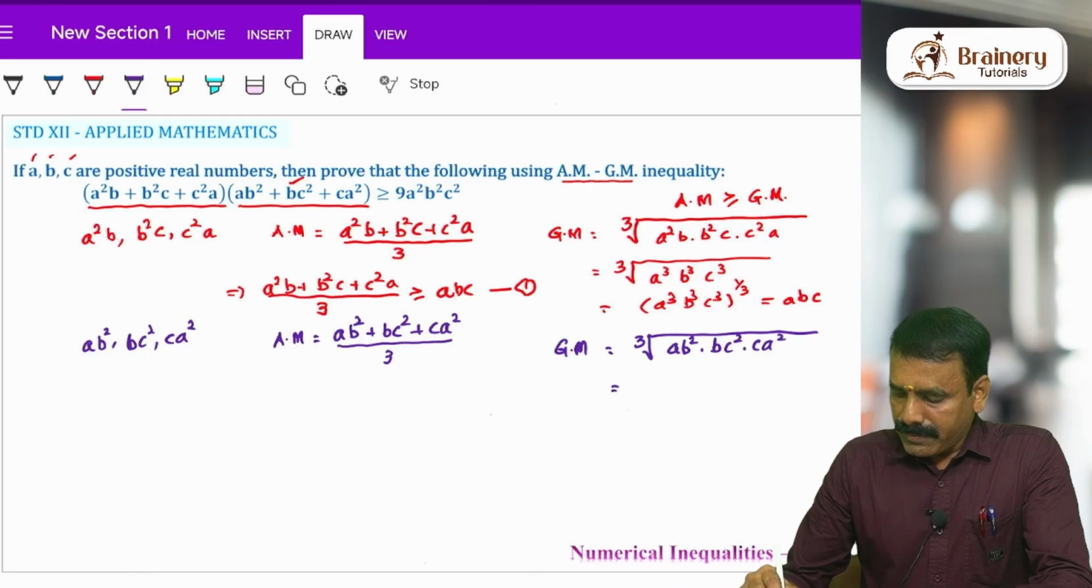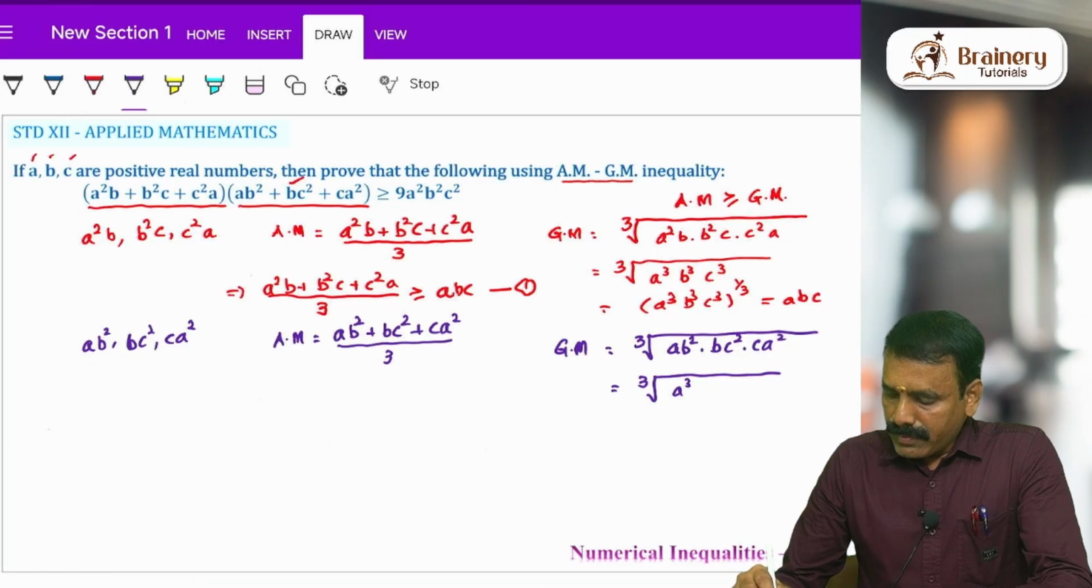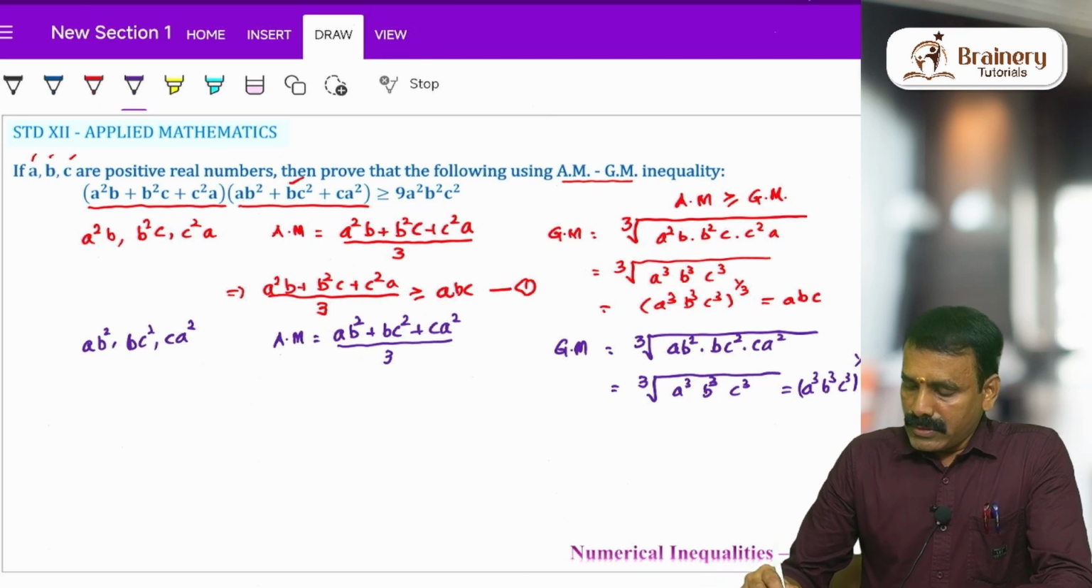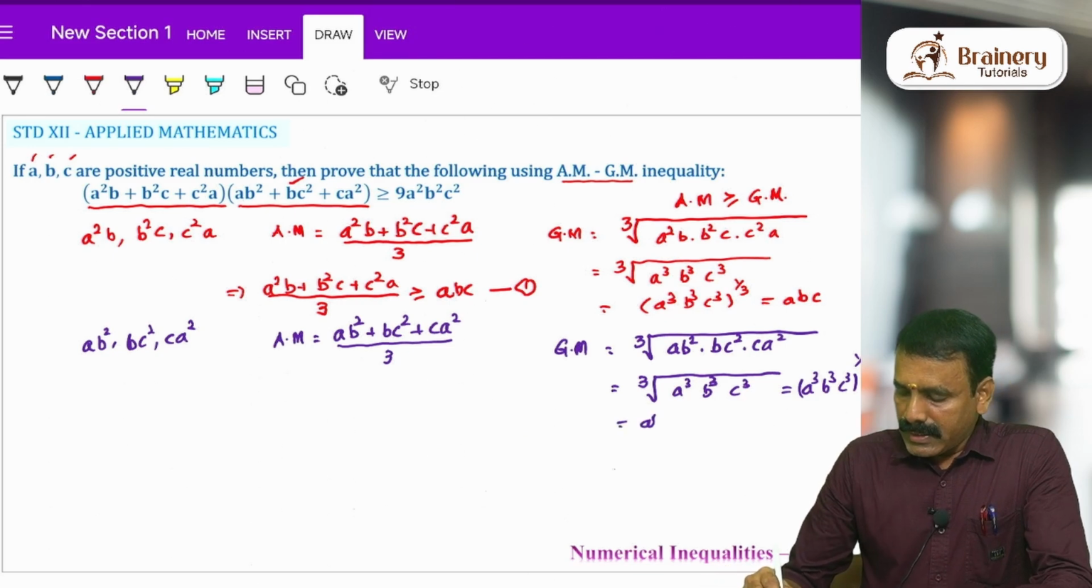When you multiply, cube root of A multiplied with A square, A cube, B square is multiplied with B, so B cube, C square is multiplied with C, C cube. So it is equal to A cube, B cube, C cube whole power 1 by 3. So when you simplify, this is going to be again ABC.